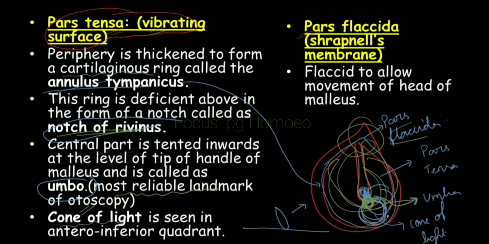And here we can see the cone of light. In MCQs, they ask in which quadrant the cone of light is seen, that is the antero-inferior quadrant. Then comes pars flaccida, that is the Shrapnell membrane, which is flaccid to allow the movement of the head of malleus. You know that this is the handle of malleus, and here comes the head of malleus, where it is very flaccid. The name itself indicates that it is very flaccid, and here it is very dense. Based on that, the function will be there.